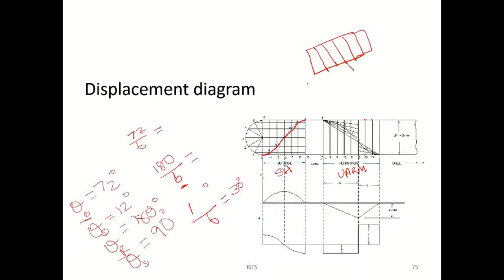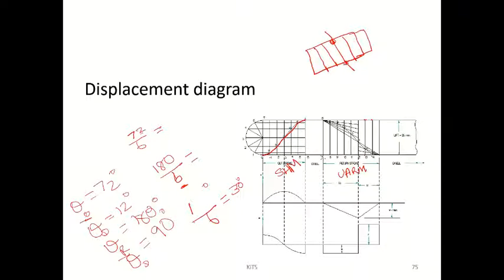See, if it is a UARM, you have to select the middle line. In SHM, you have drawn the semicircle. But in UARM, you don't draw any semicircle. You take that segment, and in that segment, you select the middle line. This is the middle line.